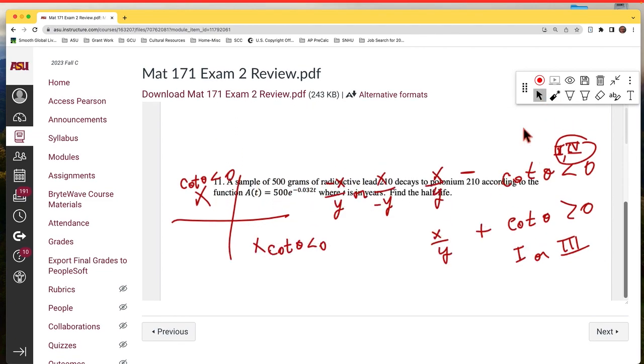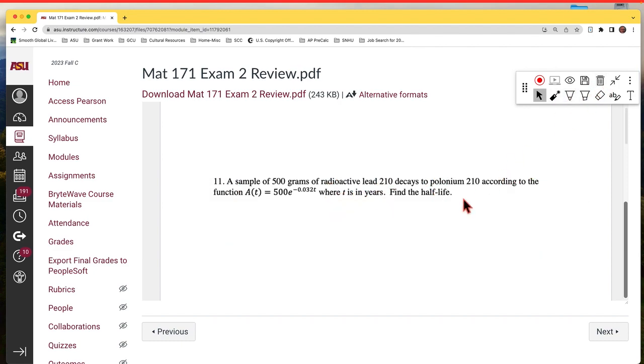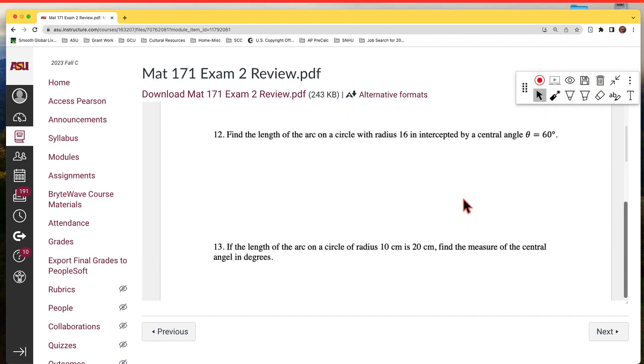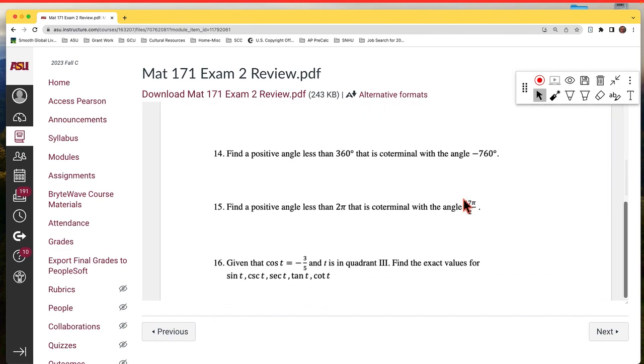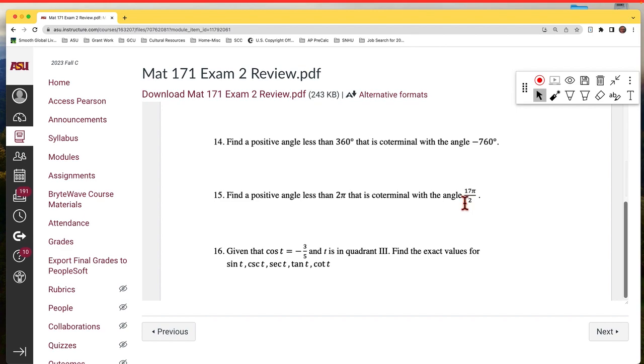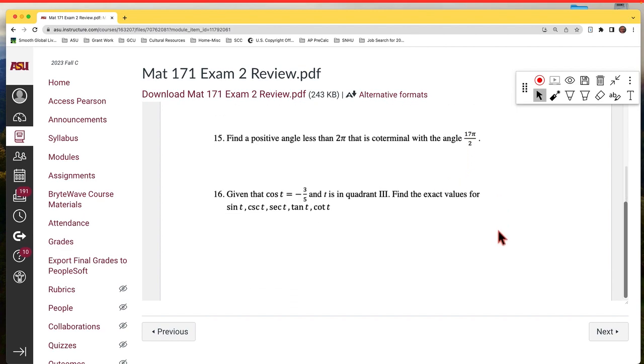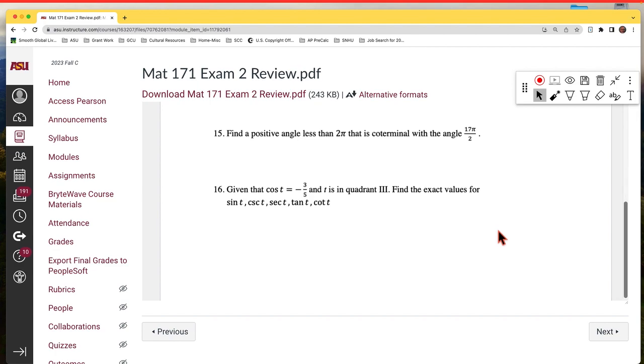Okay, be able to find the radioactive half-life. We did these with the angles, coterminal angles, positive angles, given these, so be able to do these. Given what cotangent's equal to a number, be able to find the other functions. Remember, that helps you set up that triangle, and which quadrant it's in, and then that'll help you find all the others.